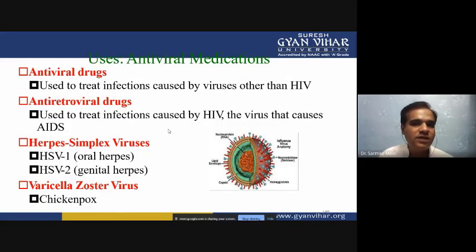Now, use of antiviral medication. Antiviral drugs are used to treat infections caused by viruses, and for HIV we have anti-HIV treatment. Antiretroviral drugs we can give to HIV patients, and then herpes simplex virus HSV1, oral herpes. The HSV1 type of virus infects the oral area, and the HSV2 type infects the genital area. Then varicella zoster virus causes chickenpox.